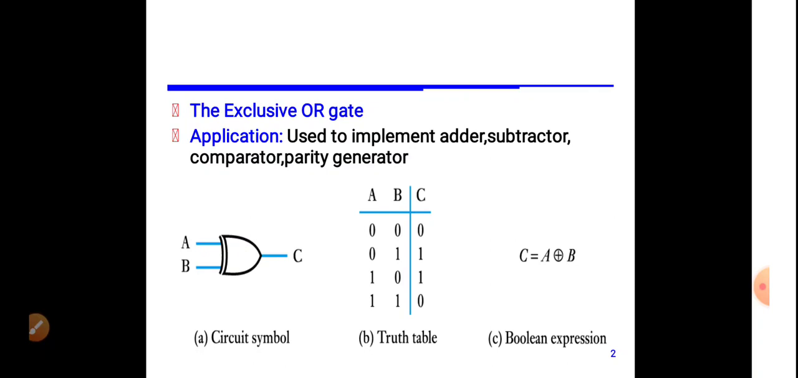Whenever both the switches are in the same position, that is, both the switches are either in the on position or in the off position, the bulb is not going to glow. So here is a simple example for an XOR gate.